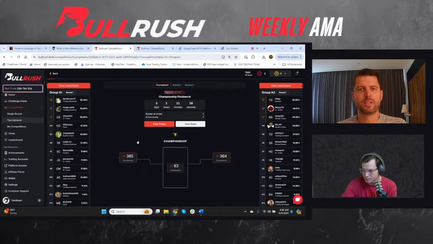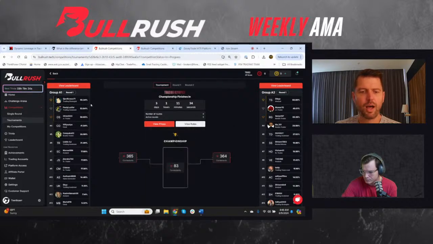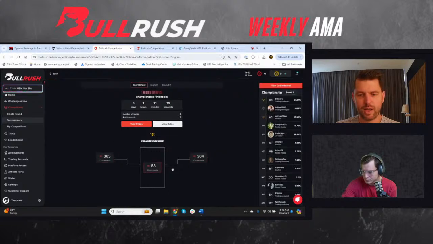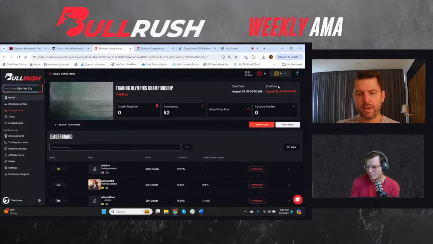We're trying to find the most consistent traders. And so we came up with this concept of multi-round tournaments where people progress through the rounds based on their place in the prior round. So this last one we had where the top 50 people advanced to the next round. And then in the championship round, it's currently ongoing. There's 3 days left. Everybody's competing for those various prizes. So you can see here, DNiceFX is currently in the lead with 27%.